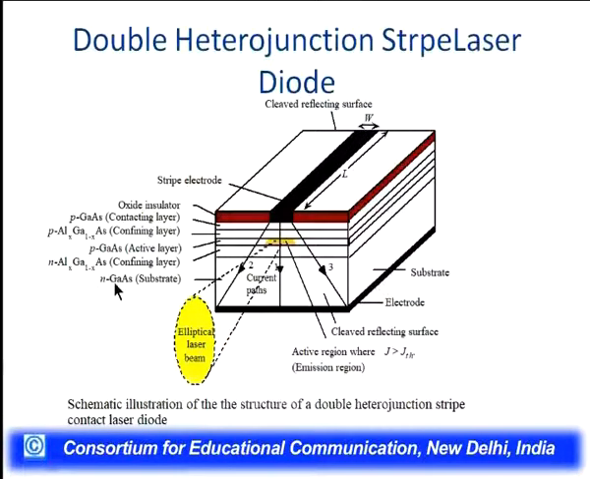Then again the N type gallium arsenide substrate is used here as the substrate. And lastly, one electrode is again coated in this system. Then the active region, where the current density J of the active region must be greater than the threshold current density value, is the emission region, where the output of the laser light can be obtained. This is a schematic illustration of the structure of the double heterojunction striped contact laser.